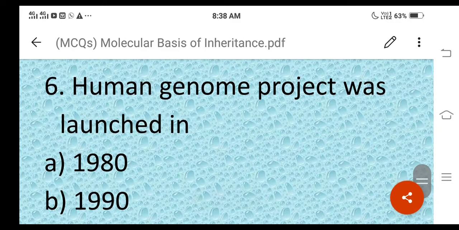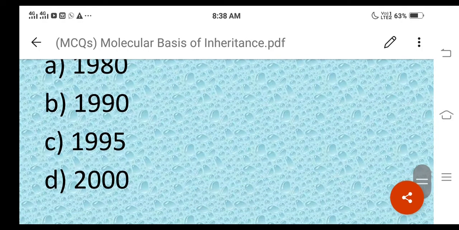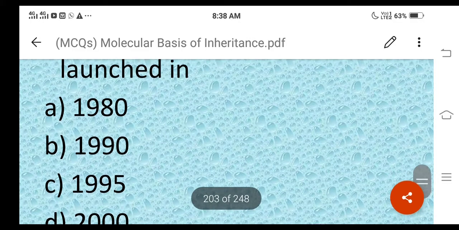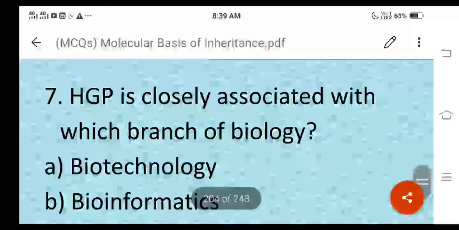Question number 6: the Human Genome Project was launched in 1980, 1990, 1995, or 2000. The Human Genome Project was launched in 1990. It was a 13-year project, started in 1990 and completed in 2003. Option B is the right answer. Then let us move on to the next question.